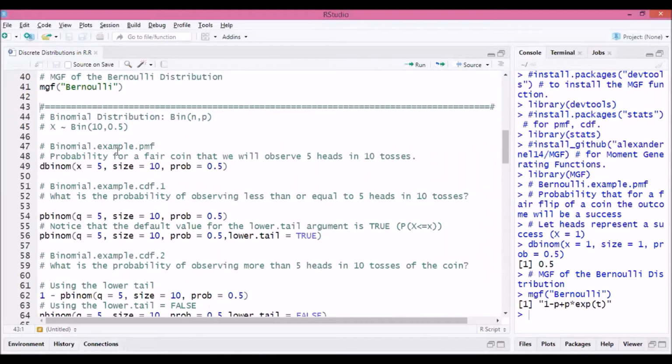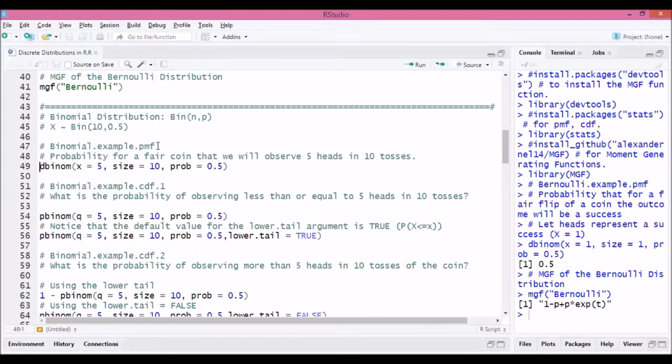Now let's move on to the binomial distribution. For this example, assume that the random variable x follows the binomial distribution with the number of trials being 10 and the success probability being a half. So, binomial example, probability mass function. What's the probability for a fair coin that we will observe 5 heads in 10 tosses?